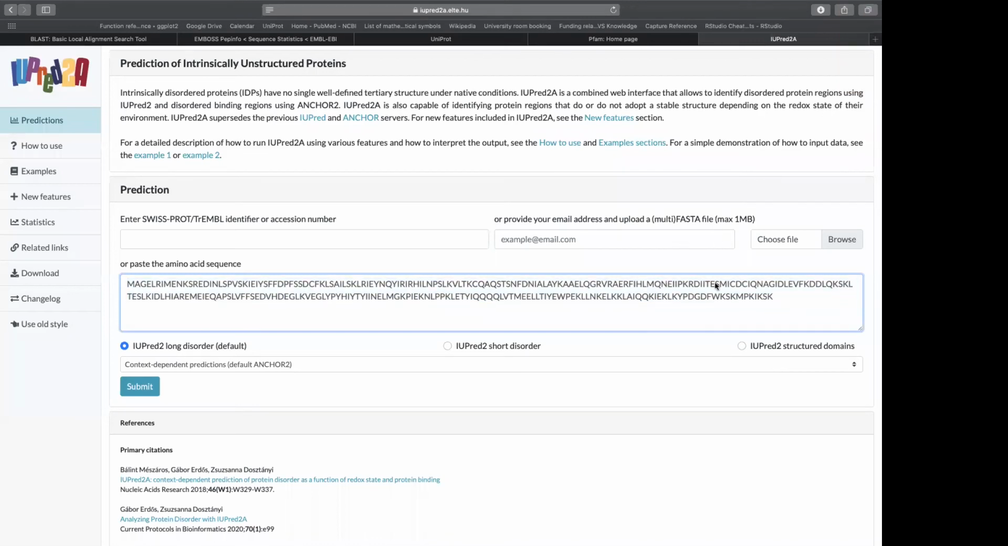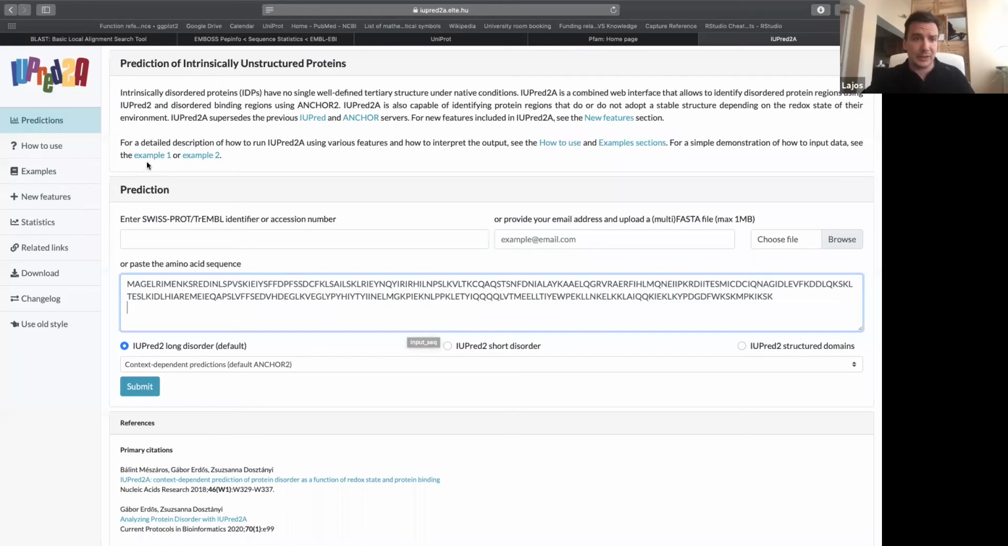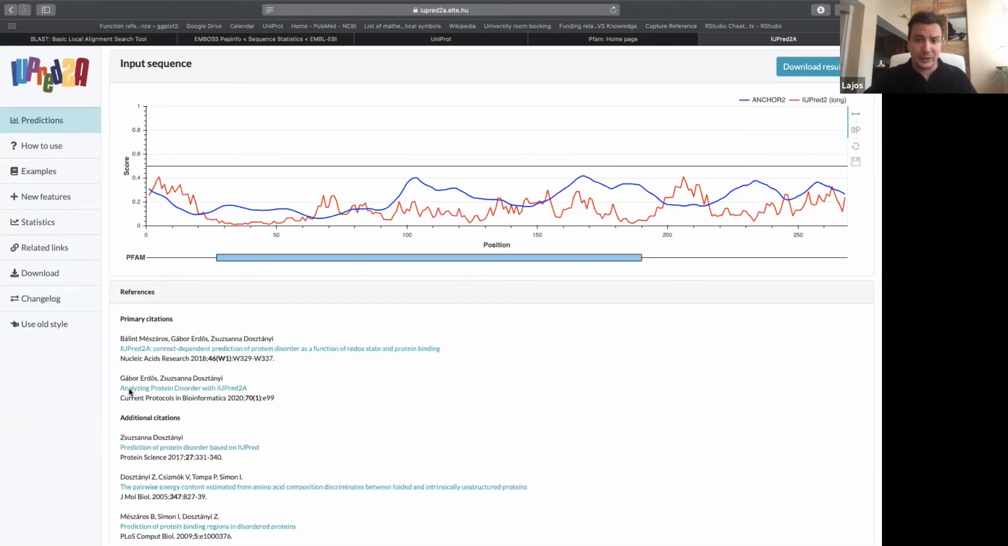Okay, so if we are here in the IUPred, this is IUPred 2A. So if you Google for IUPred 2A, this will come up as one of the early hits, I hope. But it's an iupred.elte.hu, I think. I don't really see the address. So if you just simply click on submit, then you will see something like this. So don't really think too much about the blue line at the moment. The red line is much more important. And also this one down here, the PFAM line, is important.